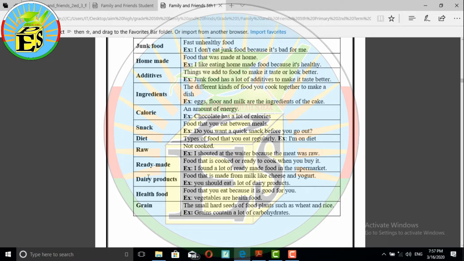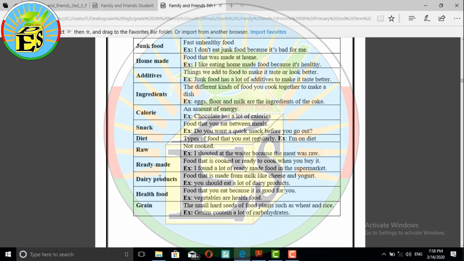Dairy, next word, dairy products. Dairy products means food that is made from milk, like cheese and yogurt. For example, you should eat a lot of dairy products. Any food which is made from milk, like cheese and yogurt, is called dairy products.